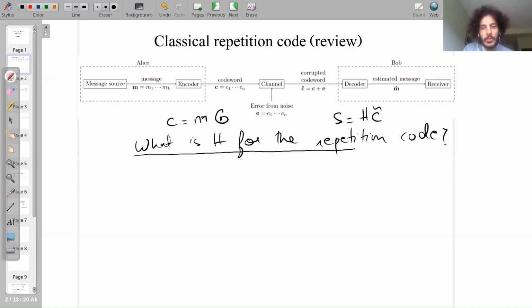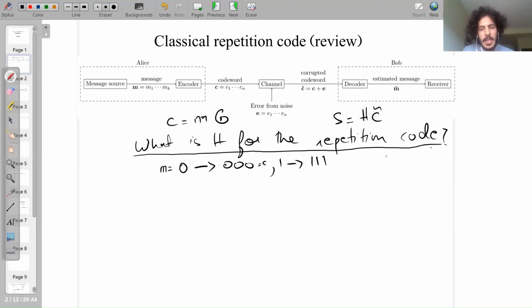Let me remind you what the repetition code did. The repetition code took 0 and mapped it to 0, 0, 0, and it took 1 and mapped it to 1, 1, 1, right? So these are my code words. This is M and this is my C, for example, and similarly for the other one.